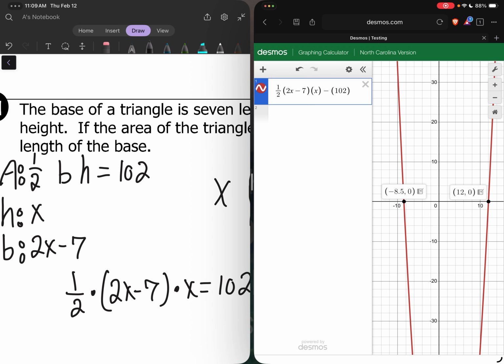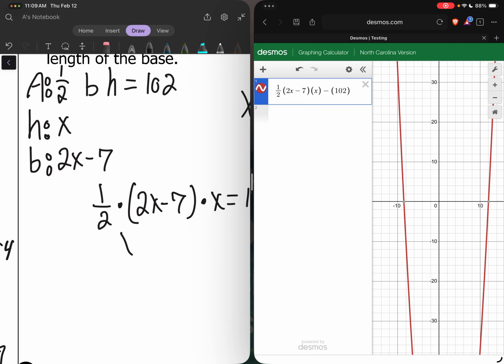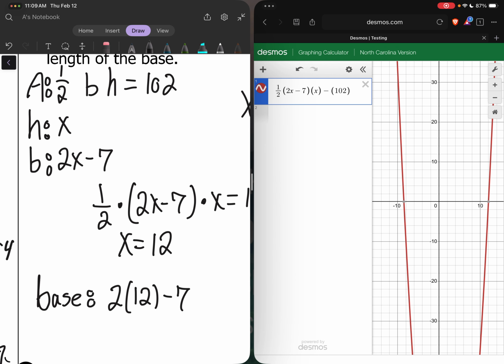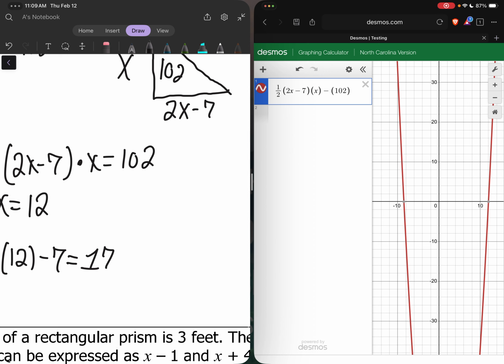I do not use the negative distance, so I'm going to go 12. Now the problem says find the length of the base. So my base is 2 times 12 minus 7. This is 24 minus 7, 17 centimeters.